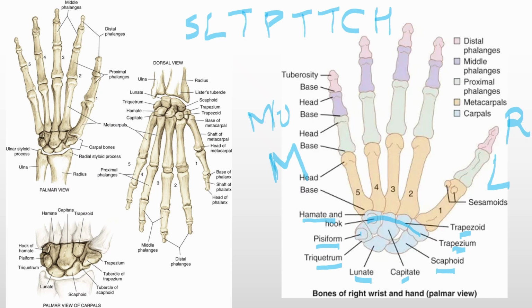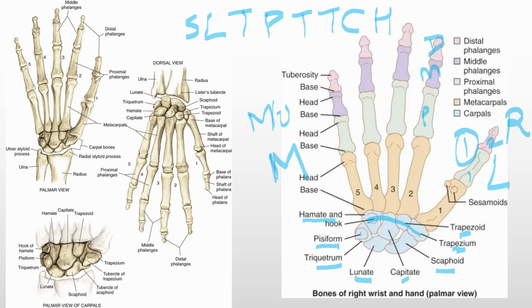Then we have the phalanges. The first finger is the thumb, and we have only two phalanges there: the proximal phalanx and the distal phalanx. Whereas in all other digits, we have three phalanges: a proximal phalanx, a middle phalanx, and a distal phalanx, right? So this is the osteology of the hand.